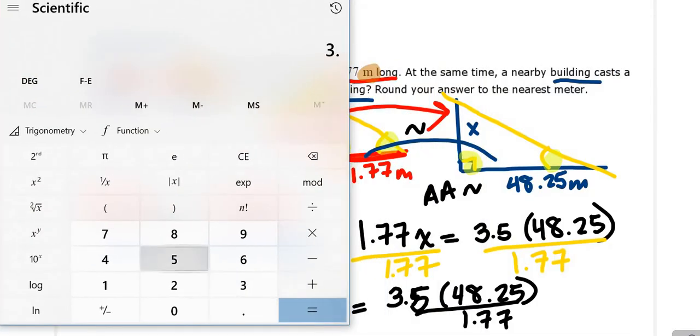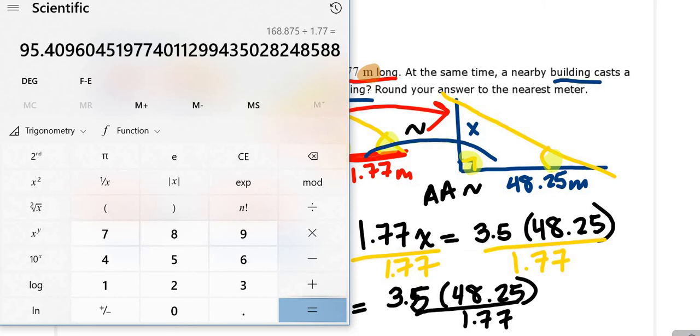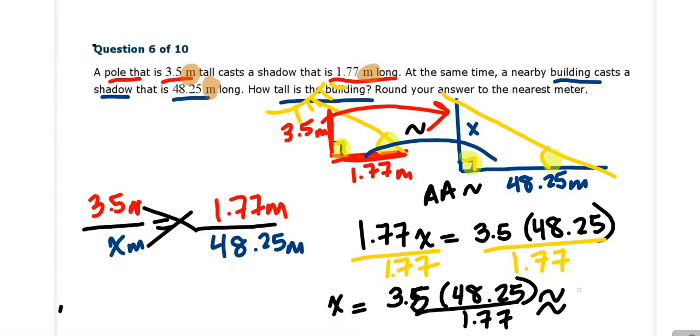So we go 3.5 times 48.25, make sure you hit the equal sign there, divided by 1.77, equal sign. And then it says round your answer to the nearest meter. Because it says nearest meter, that means whole meter. Very important. So we are approximately 95 meters here.